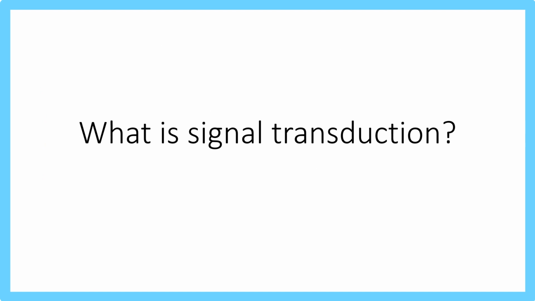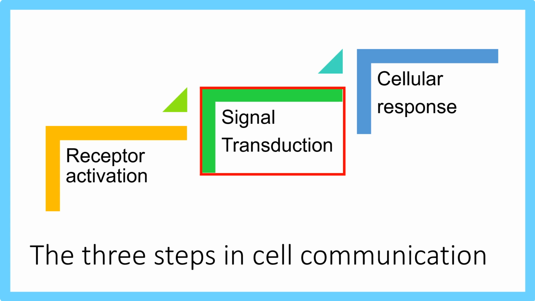So let's begin with what is signal transduction. So signal transduction is the second step in cell communication. So last lesson we discovered receptor activation, and the aim of today is to look at signal transduction and cellular response, but we will begin with signal transduction.